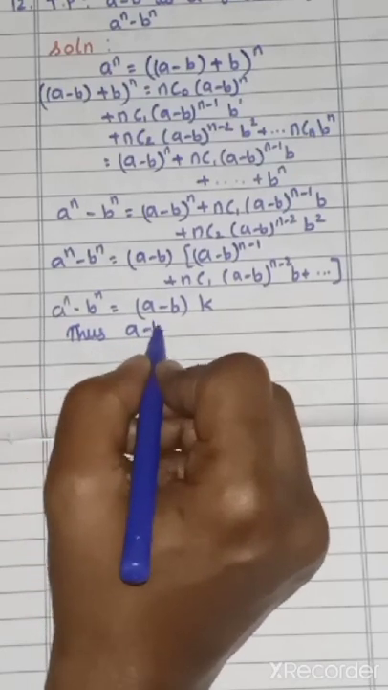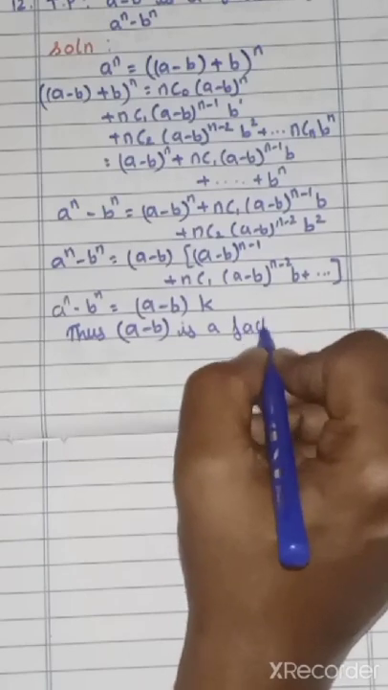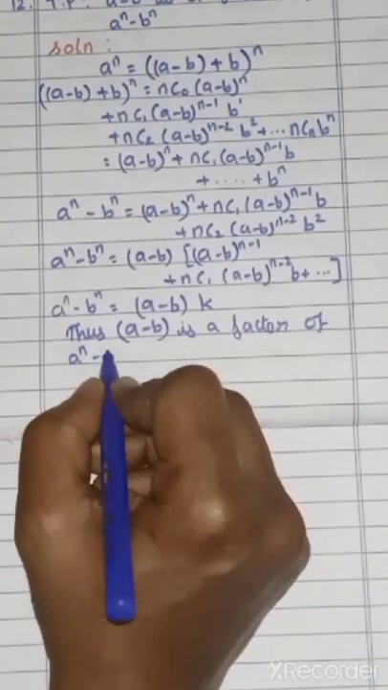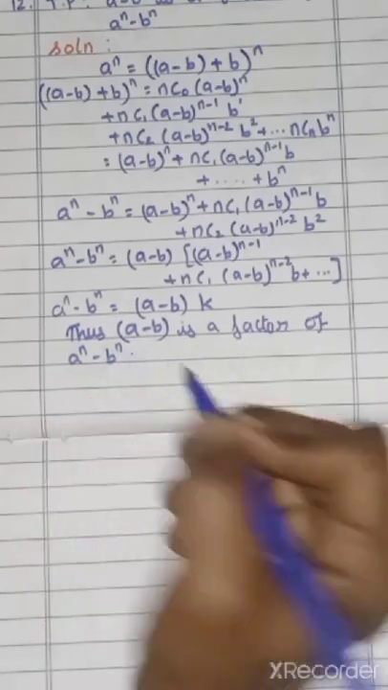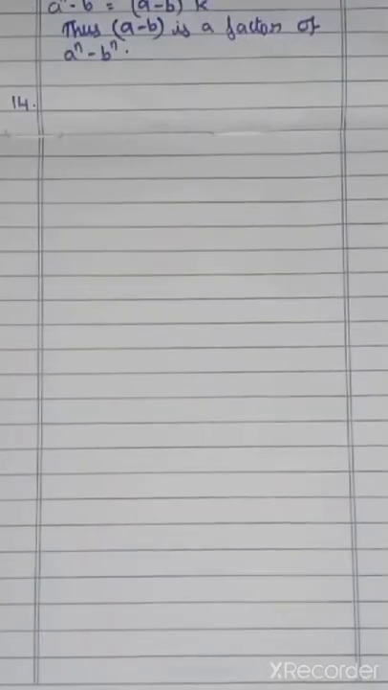Thus a minus b is a factor of a power n minus b power n. That's all. Problem over. 13th problem is your homework.